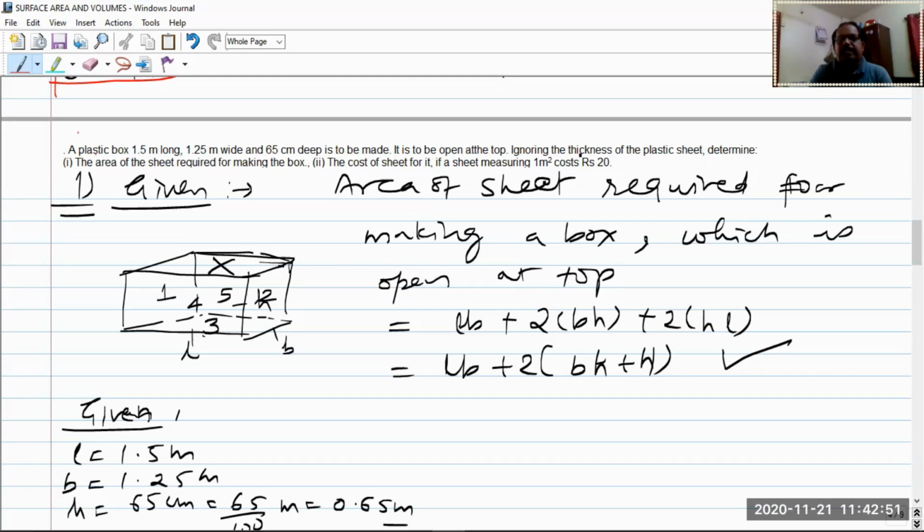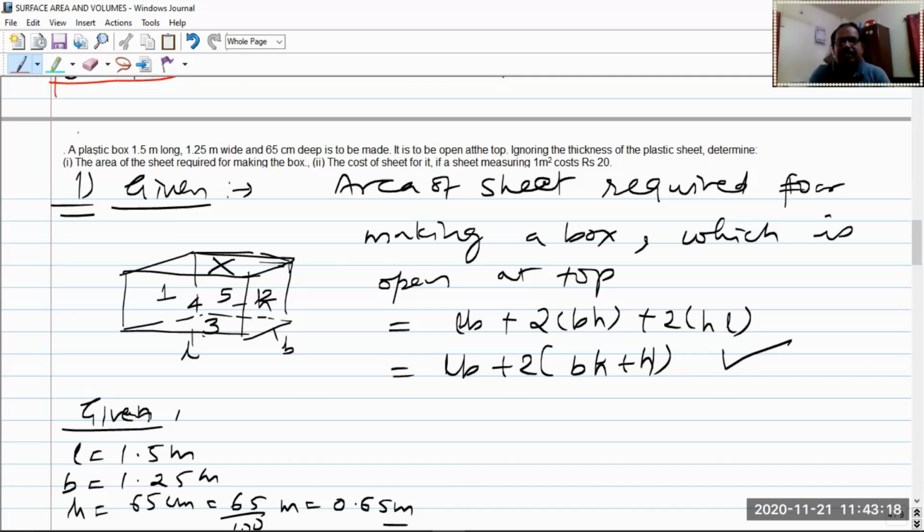Ignoring the thickness of the plastic sheet, determine the area of the sheet required for making the box and the cost of sheet for it if a sheet measuring 1 meter square costs rupees 20. Right? So first, in such type of example, students, we need to read the sum very carefully and try to write what is given and what we need to find.